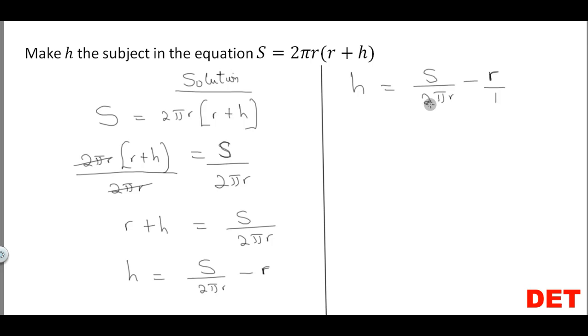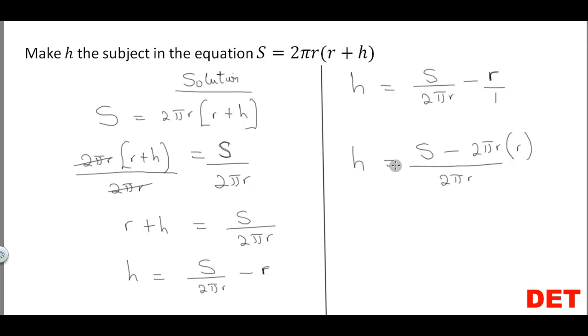What's the LCM of 2πr and 1? The LCM of 2πr and 1 is 2πr. So I'll come here and write 2πr as my denominator. So 2πr divided by 2πr will give me 1, 1 times S will give me S, minus 2πr divided by 1 will give me 2πr times the numerator, which is r.